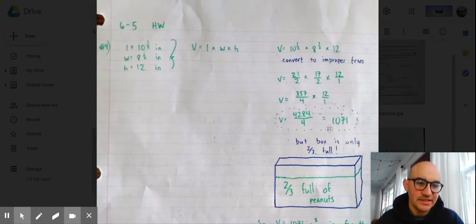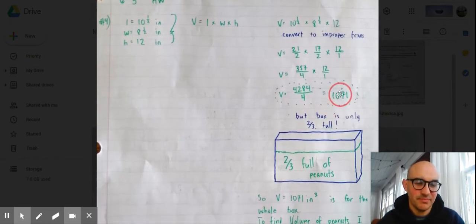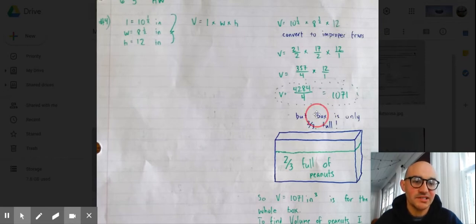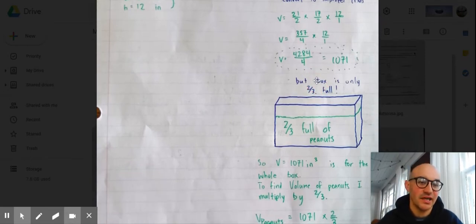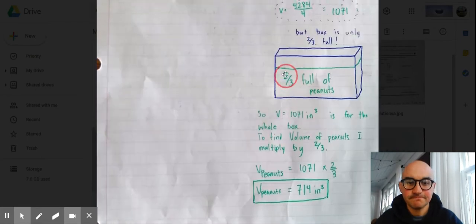I circled it, but I did it in dotted lines to kind of indicate to my brain it's sort of a step toward the answer, but it's not really the answer yet. And that's oftentimes a kind of mistake we can make, because the problem said the box is only 2/3 full of peanuts, and it's asking us not to find the volume of the box, which we found right here, but to find the volume of the peanuts. So here I sketched the box, and I drew a line that says 2/3 full of peanuts, so you can think of everything underneath the line as full of peanuts, and everything above the line is empty space.